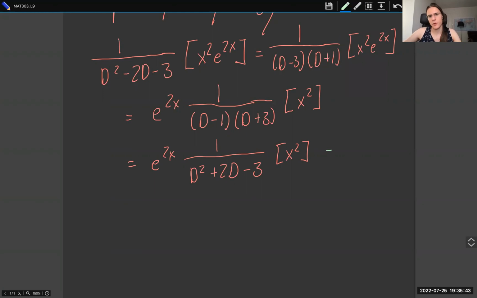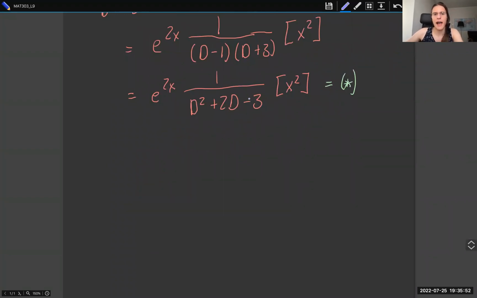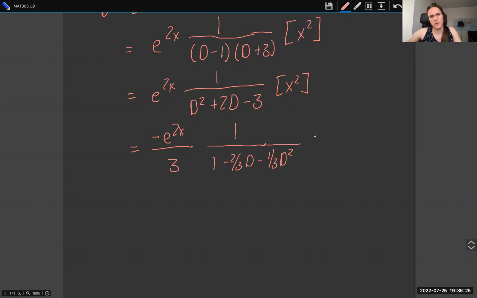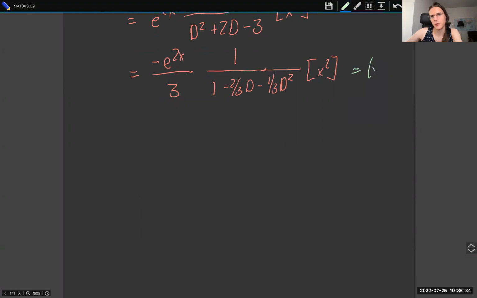And now we're going to use this teleportation bubble and write out a calculation. It's second order. So before I do the teleportation bubble, when we do these polynomial long divisions, it's much easier if the leading coefficient is 1. So let's factor out a negative e to the 2x divided by 3 of 1 over 1 minus 2/3 D minus 1/3 D squared, because otherwise we're just going to get large powers of 3 there. Okay, now using the teleportation bubble to have an unbroken chain of equalities and writing out this polynomial long division. So 1.